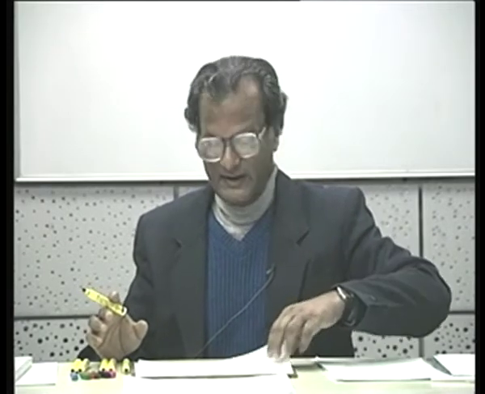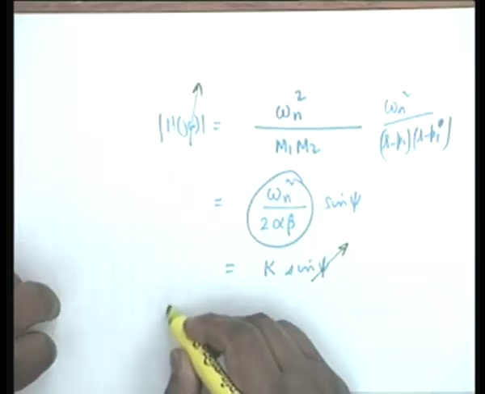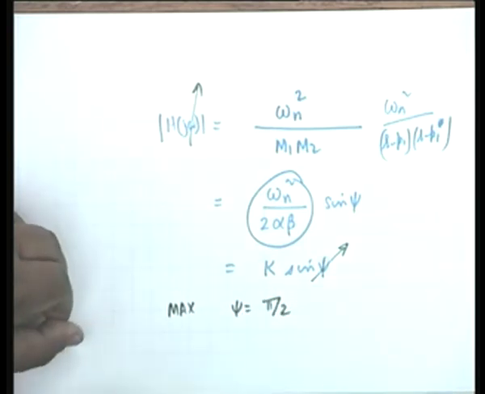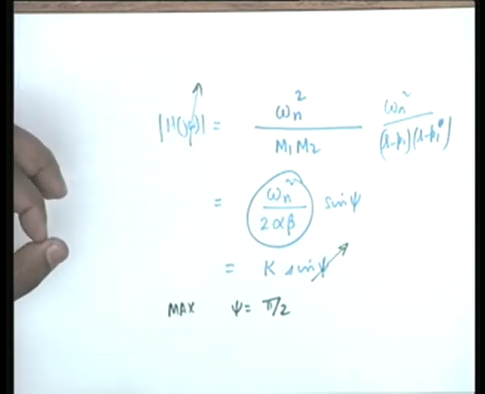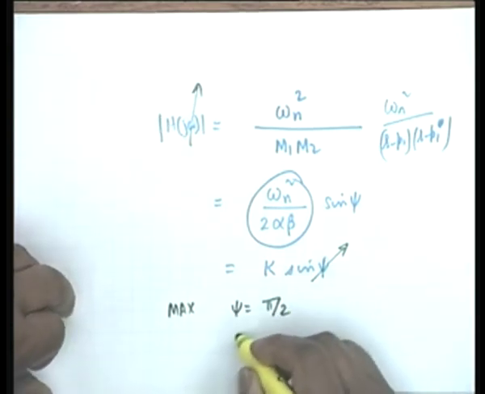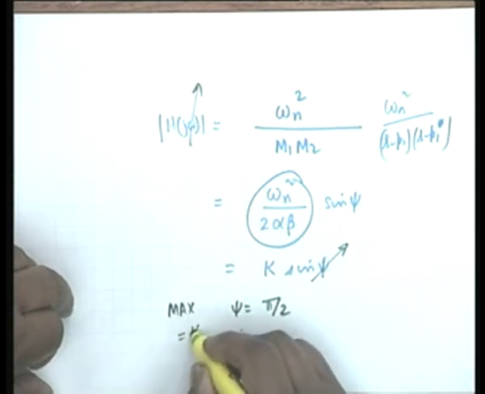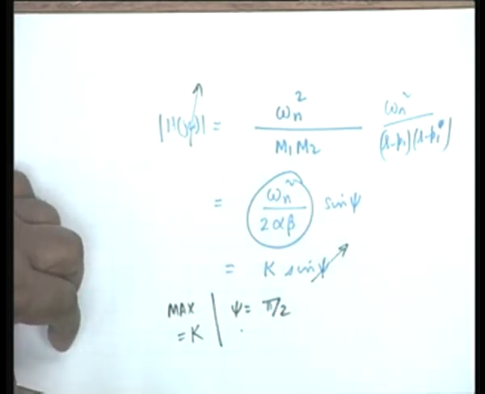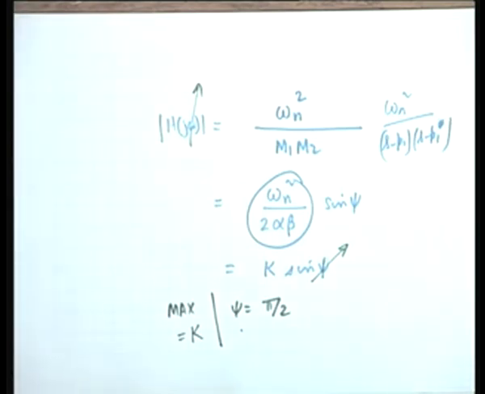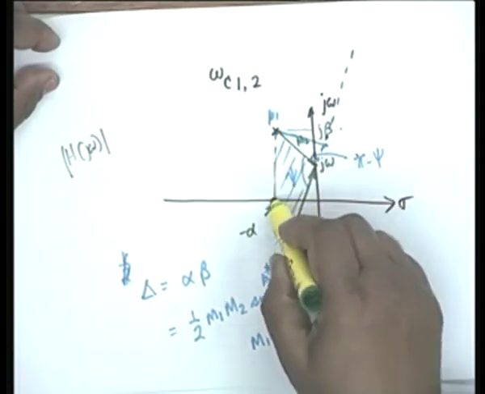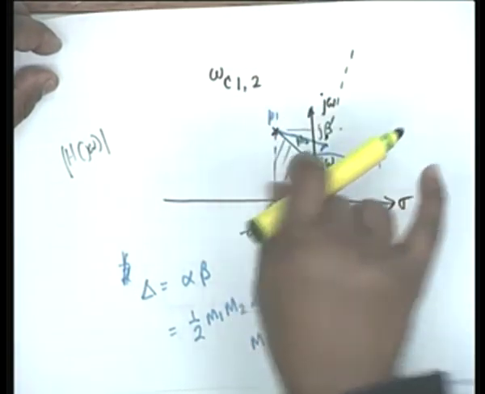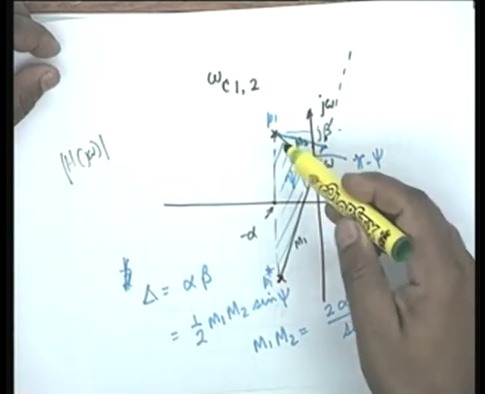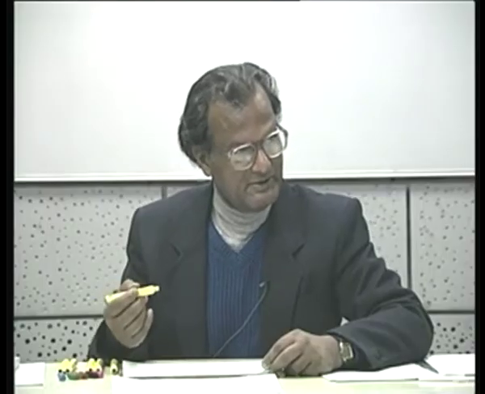Which is a very interesting phenomenon, because you notice that the maximum will occur when psi is equal to pi by 2, because the maximum value of sine psi is 1, which occurs at psi equal to pi by 2, and the maximum value is equal to k. We know where that occurs. We have to draw a peaking circle with this as the center and this as the radius. Wherever it cuts the j omega axis is the frequency omega m. At omega m, the angle subtended between m1 and m2 must be equal to pi by 2. Alright.